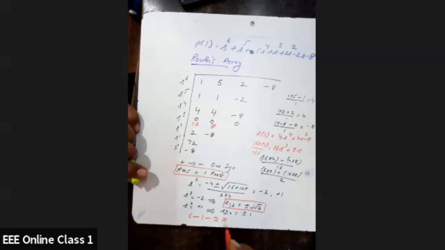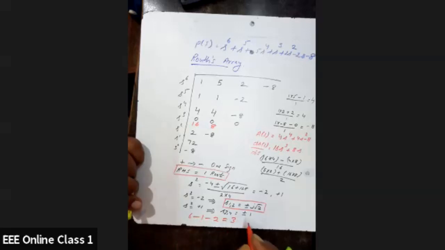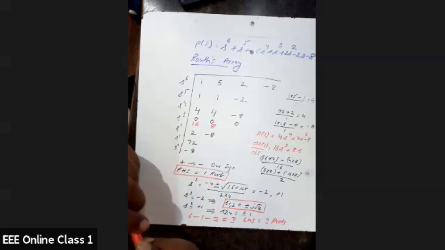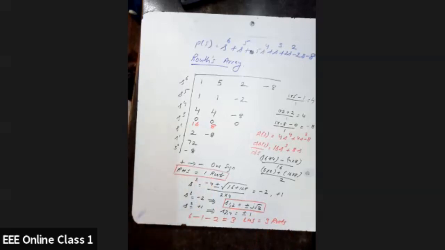So remaining is 3. So this implies that LHS has 3 roots. I'll repeat again. RHS has 1 root, j omega axis has 2 roots, and LHS has 3 roots. So this is how we can find how many roots are there on RHS, on j omega, and LHS.